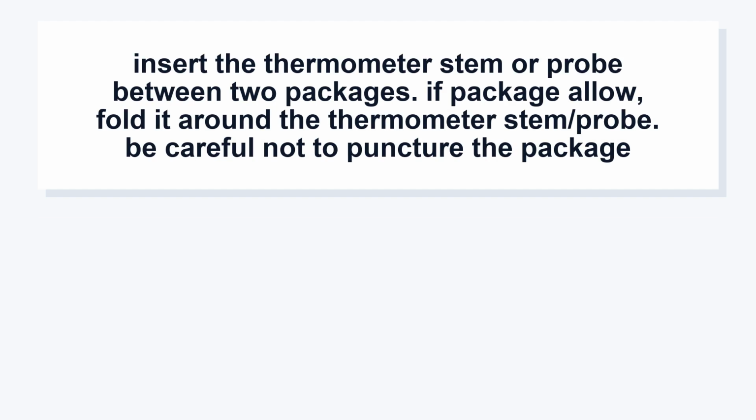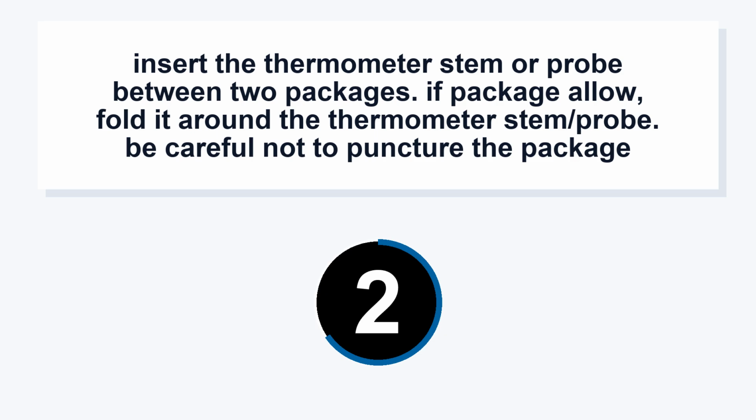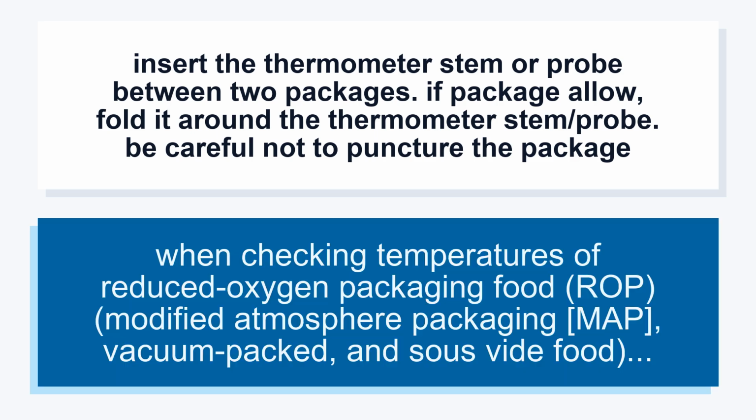Insert the thermometer stem or probe between 2 packages. If package allow, fold it around the thermometer stem/probe. Be careful not to puncture the package. When checking temperatures of reduced oxygen packaging food, ROP, modified atmosphere packaging, MAP, vacuum packed, and sous vide food. True.